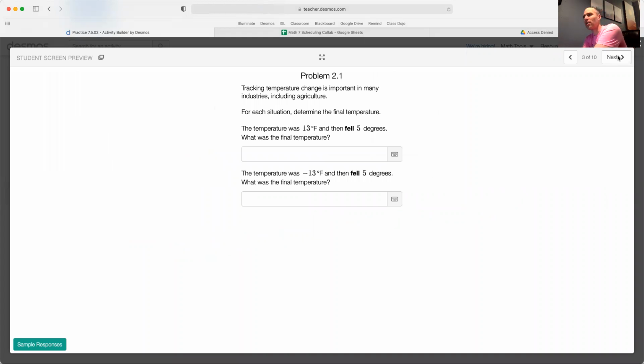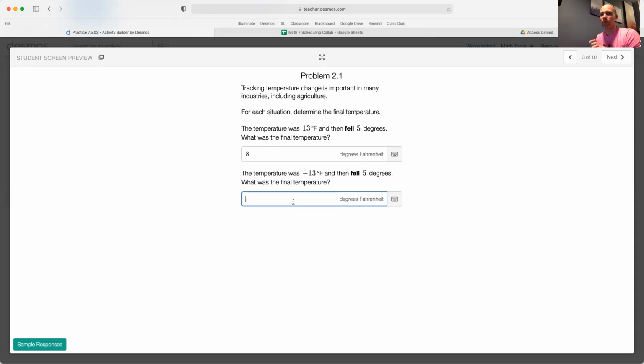Tracking temperature change is important in many industries, including agriculture, right? If you're a farmer, you got to know if it's going to freeze, you got to protect your crops. It's going to be super hot, maybe you got to do more watering, I don't know. So for each situation, determine the final temperature. The first one says the temperature was 13 degrees and then fell 5 degrees. That's just another way of saying going down or subtract, right? And so that's just 13 minus 5. I think that's pretty easy. That's 8.